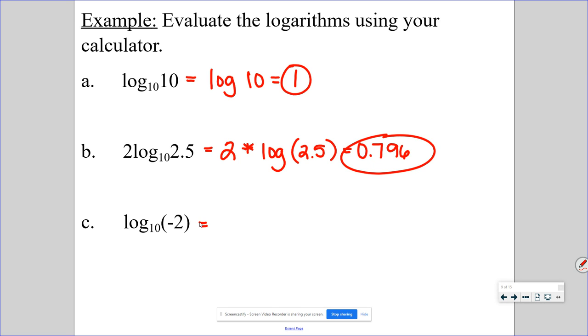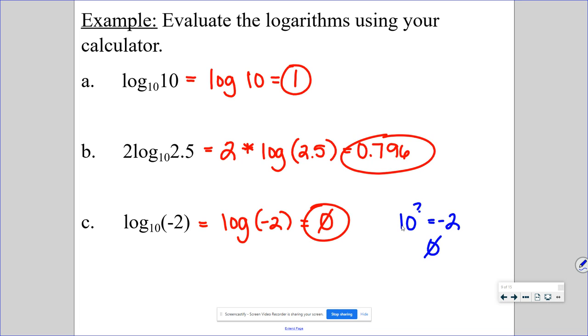Okay, this third example in your calculator, you would just type it as log parentheses -2. And you're actually going to get something that says error. The reason for that, and we'll talk more about this later, is that this right here means 10 to what power equals -2. It is impossible to raise a positive number to a power and get a negative answer. So that's why we're saying that the answer is no solution, because this is not possible.